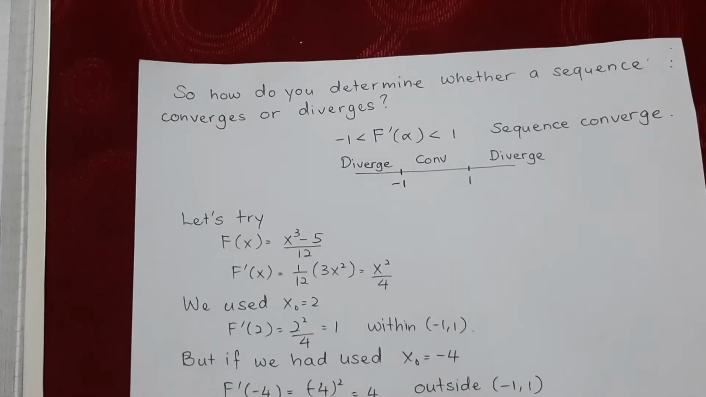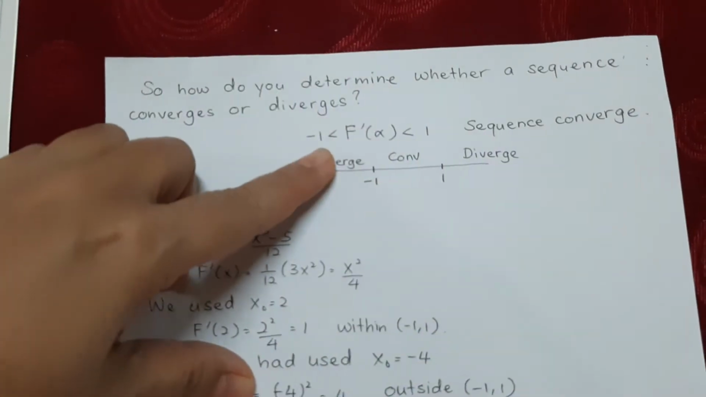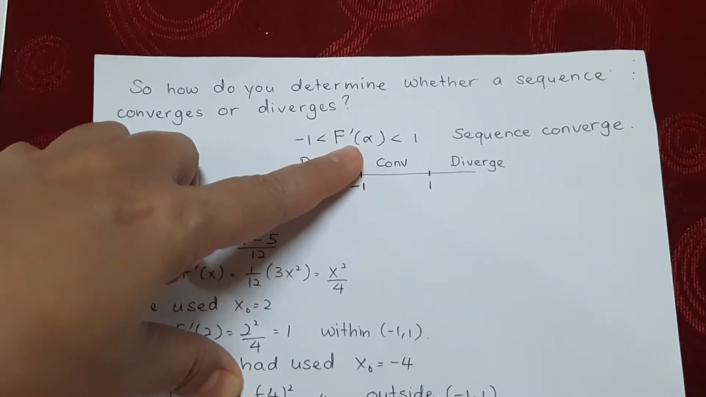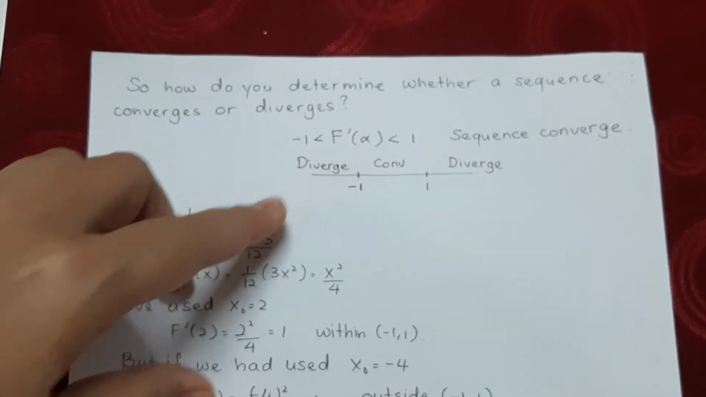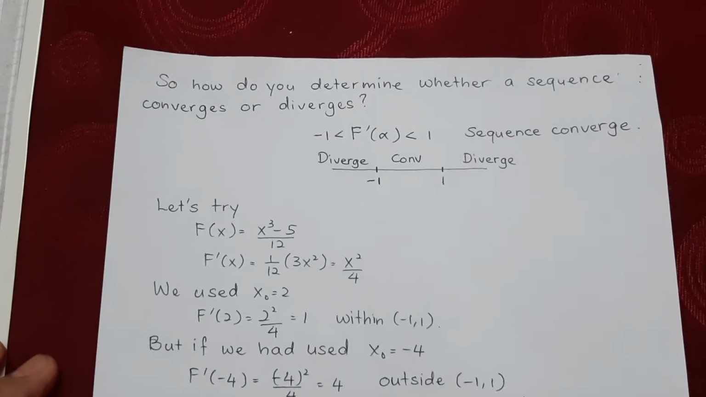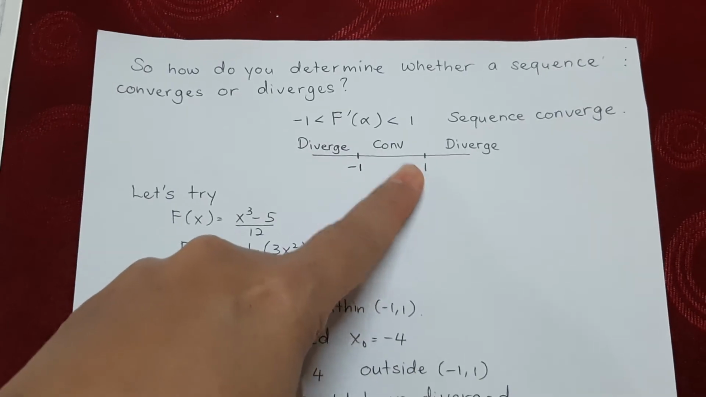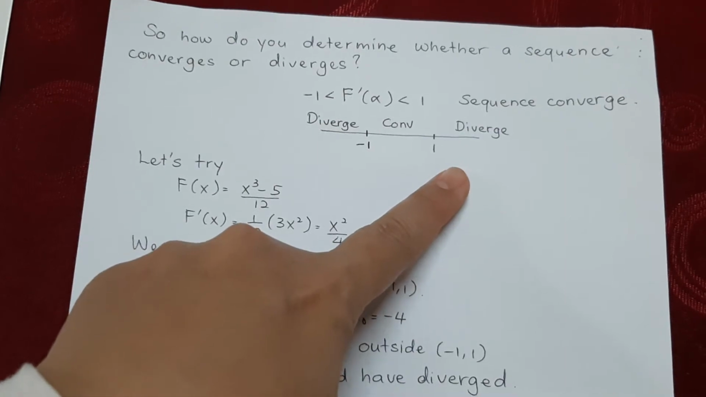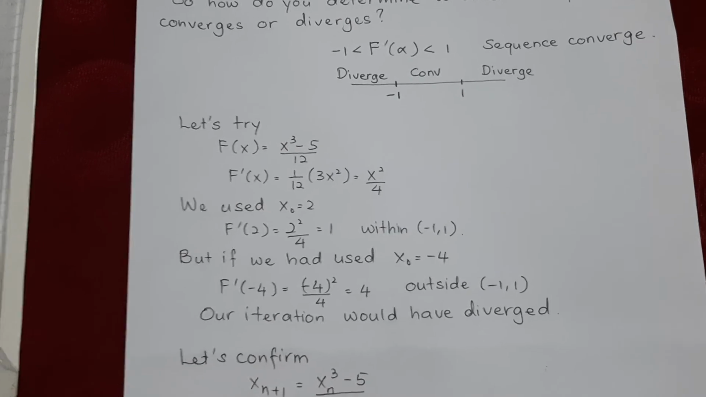Actually, it is by looking at the differentiation of the formula, f prime of x, at a value close enough to the root. The value of the differentiation has to be between -1 and 1. If the value is between -1 and 1, the iteration converges. If it's outside that range, the iteration will diverge. Let's see if it works.